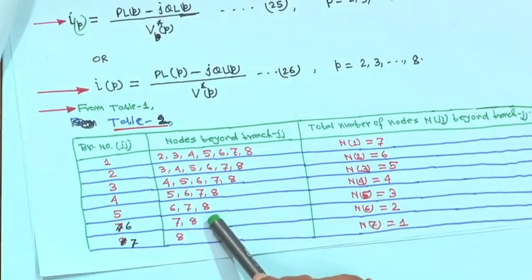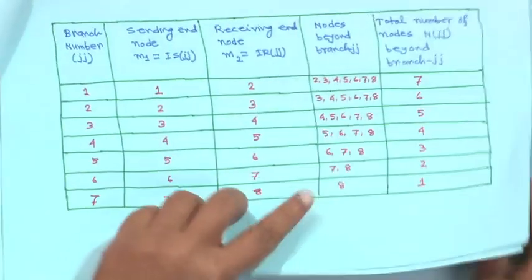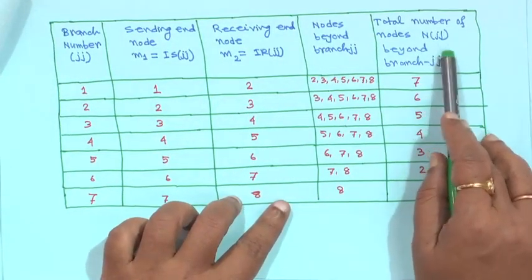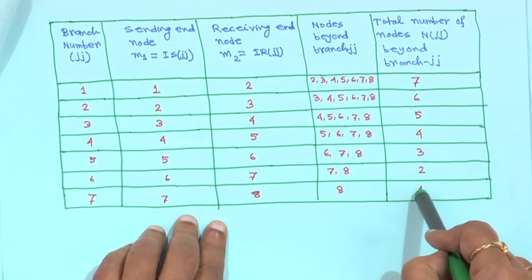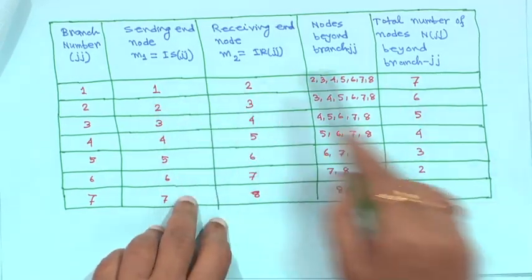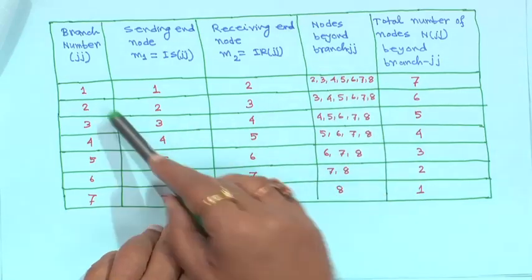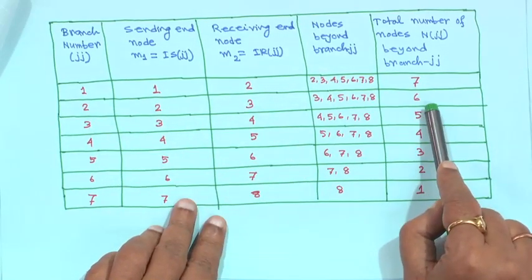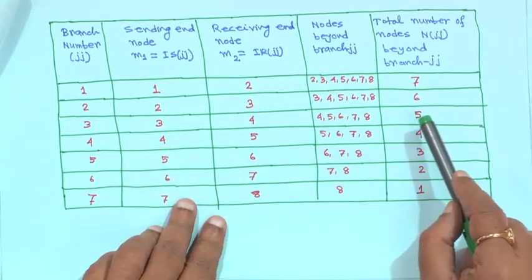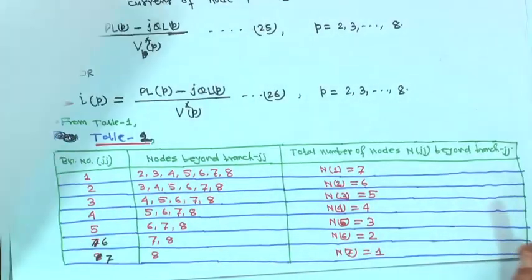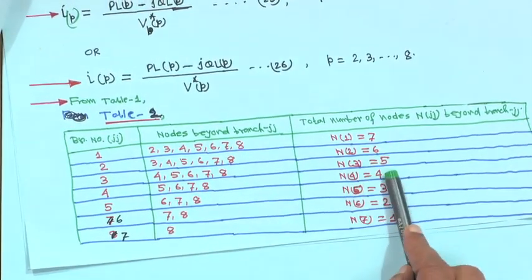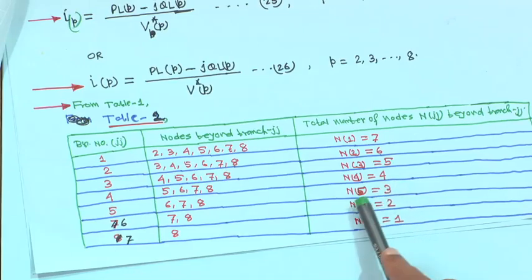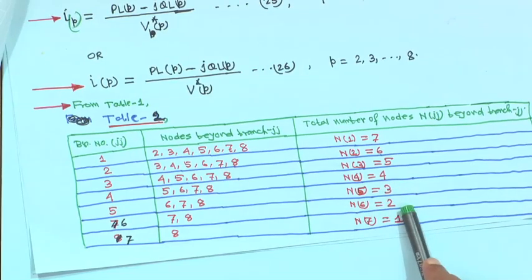So, these nodes are given, and the total number of nodes beyond branch jj, nj, is given as 7, 6, 5, 4, 3, 2, 1 in this case. That means when jj is equal to 1, n1 is equal to 7, when jj is equal to 2, n2 is equal to 6, when jj is equal to 3, n3 is 5, and so on. That is why here I am writing n1 is equal to 7, n2 is equal to 6, n3 is equal to 5, n4 is equal to 4, n5 is equal to 3, n6 is equal to 2, and n7 is equal to 1.